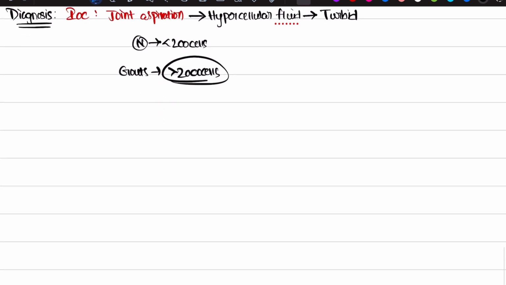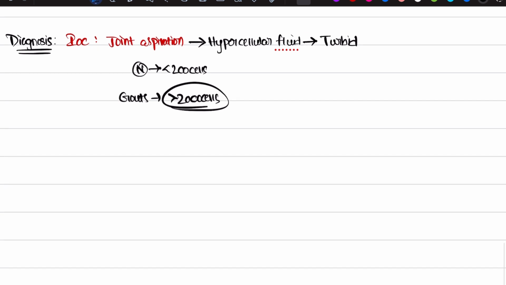If you observe this fluid under polarized light, you can appreciate that the crystal shape is needle shape. I hope you guys know this point. Under polarized light, the crystals look needle shaped. These crystals are monosodium urate crystals. Remember this, under polarized light, they look needle shaped.